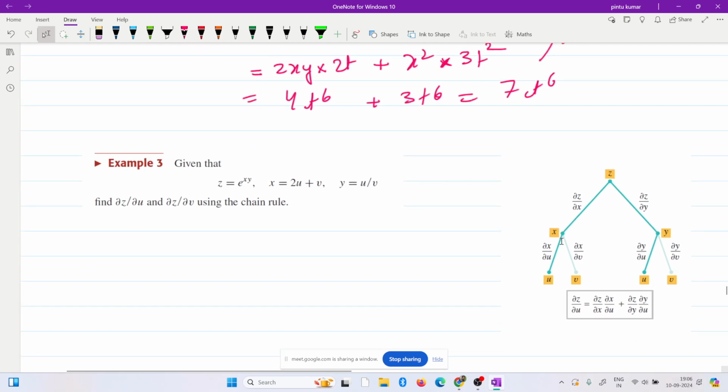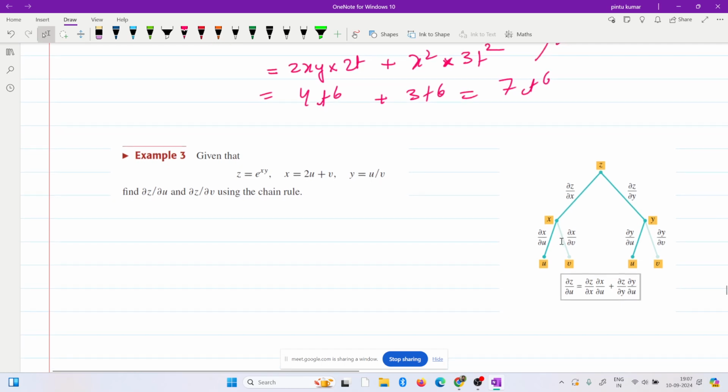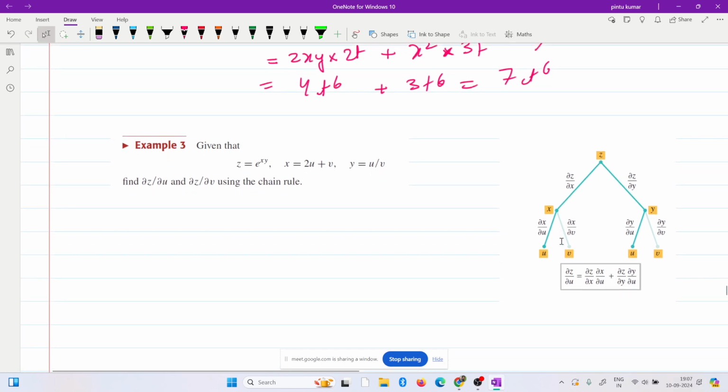This is the graph that I want you to pay most attention to in this lecture. If you understand this graph, then back propagation will never be an issue for you. Earlier we had z as a function of x and y, and x and y as functions of some t. But now x and y are again functions of more than one variable. They are functions of u and v.